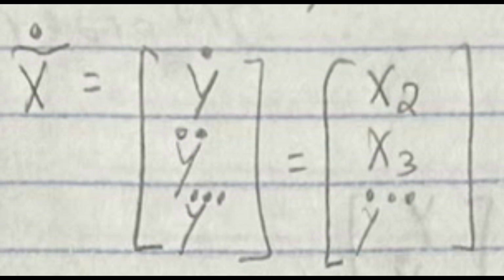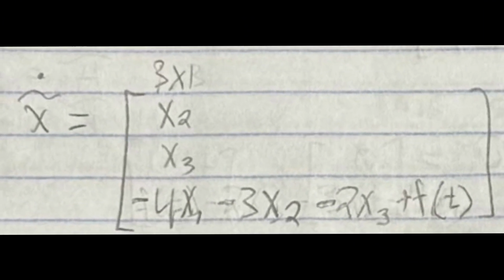Now you may be thinking, what is y triple dot equal to? This is where we return to our system. We do some algebra and get that y triple dot is equal to -4 x1 minus 3 x2 minus 2 x3 plus f of t. Plug that expression for y triple dot into our time derivative of our state vector. And this is what we get.